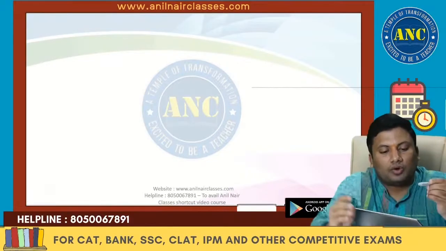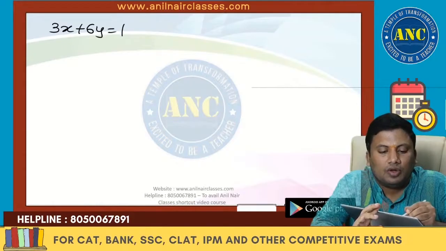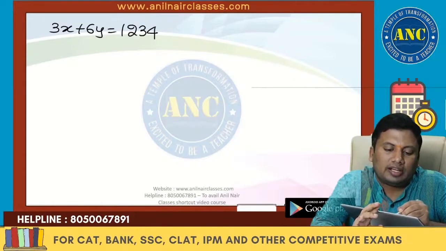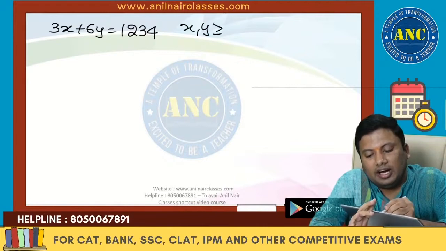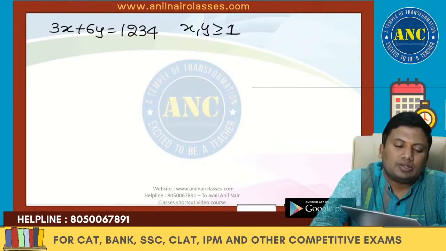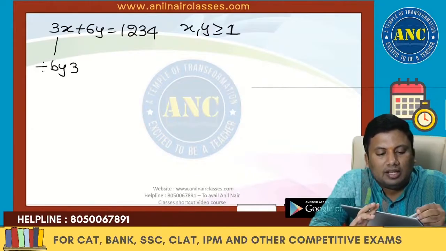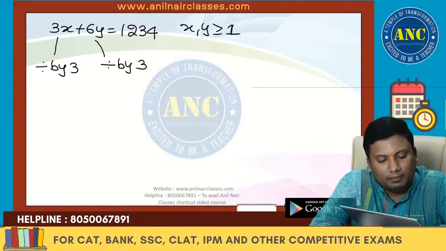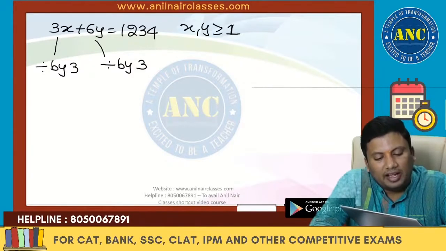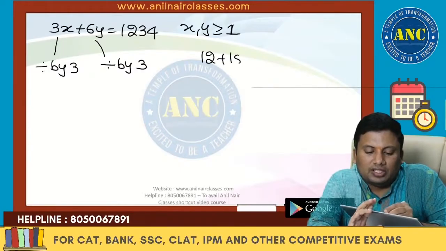There is one question which was asked. 3x plus 6y equals 1234, with x, y greater than or equal to 1. 3x is divisible by 3, 6y is also divisible by 3. If I add two numbers which are divisible by 3, 12 plus 15 is nothing but 27.